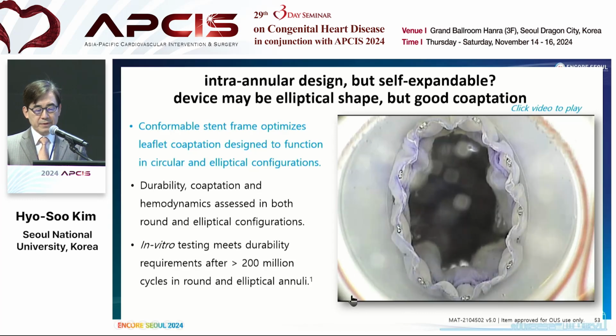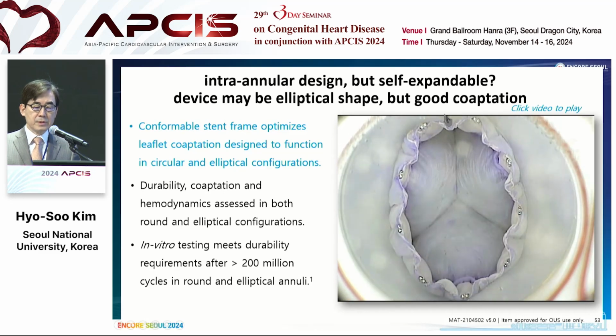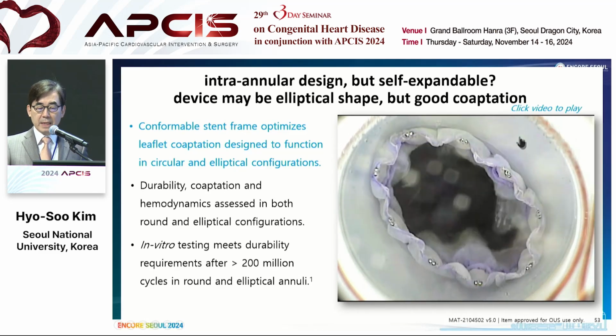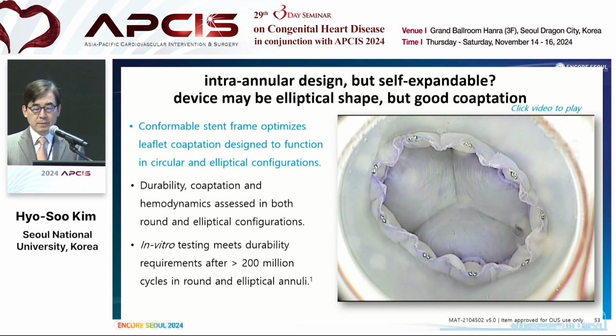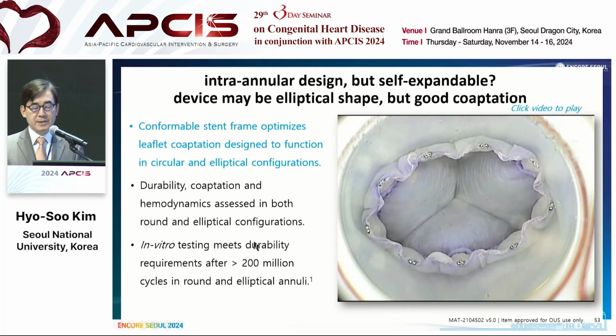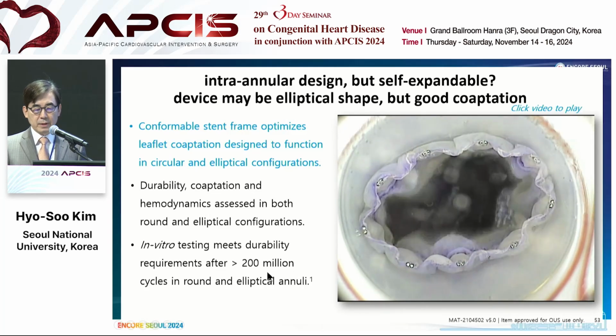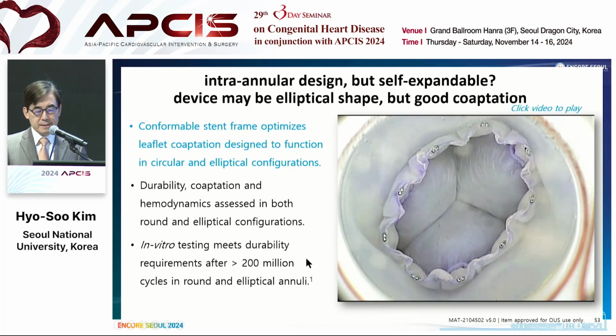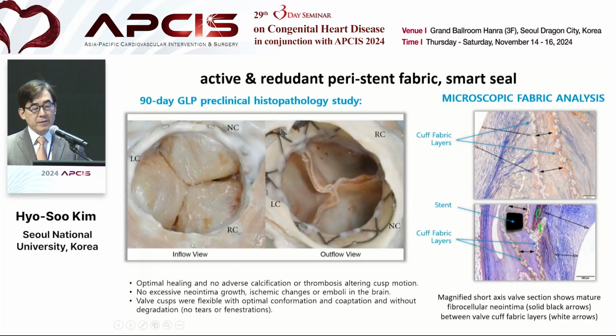Here's their video bench test. Of course, the intraannular self-expandable valve is elliptical, but coaptation is good and durability is acceptable. That's the rationale they provide for this device. At 3 months, they have an active redundant pericardial fabric. This skirt is all replaced by fibrocellular neointima. Thus, there is really minimal leakage.